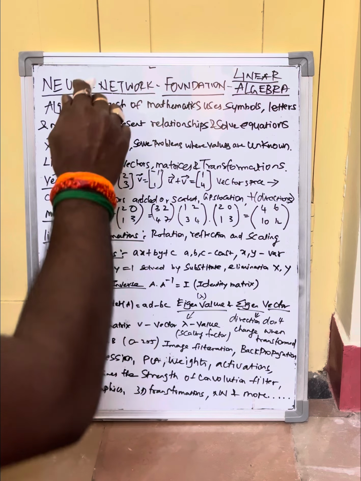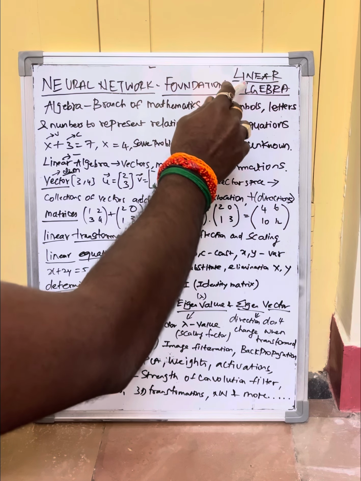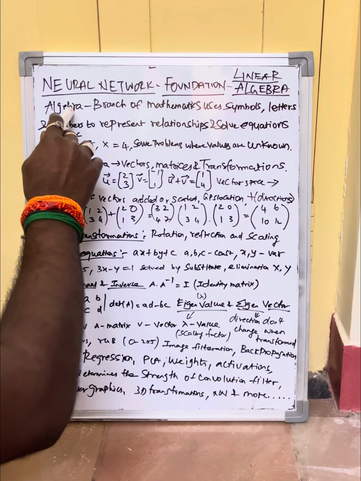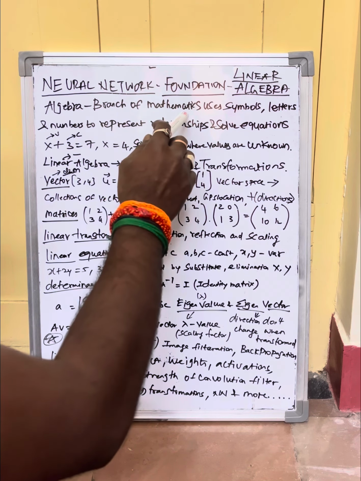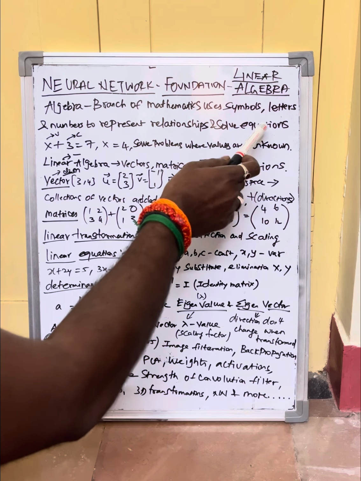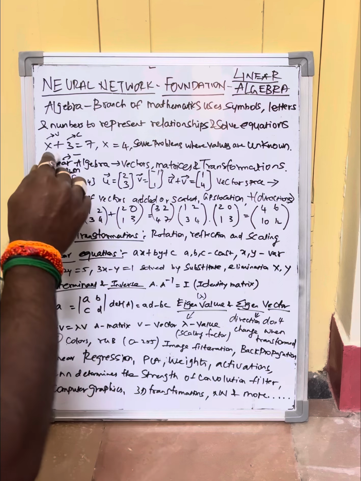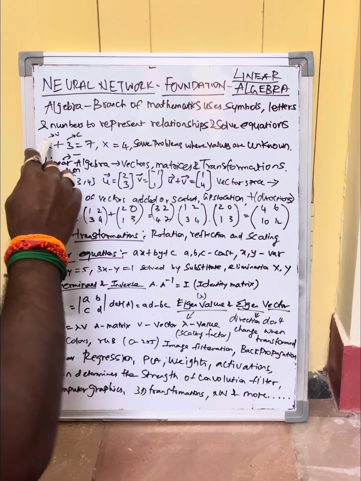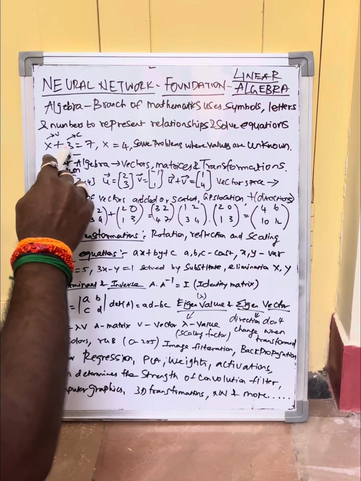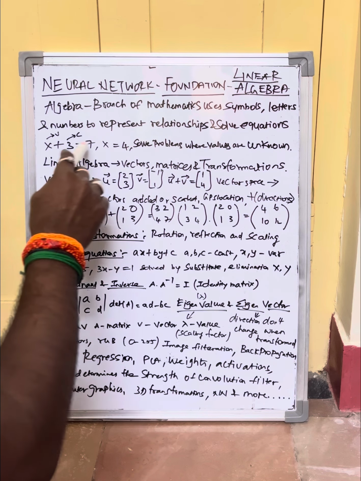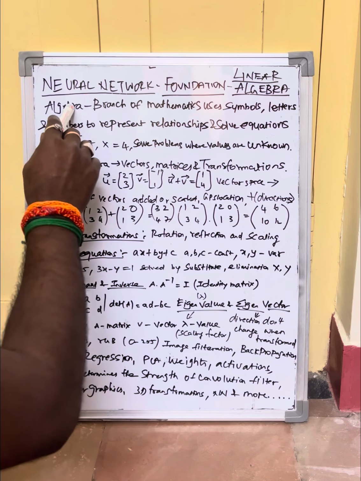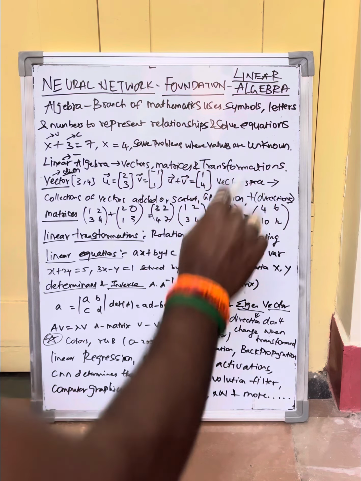Yes, neural network foundation, the introduction of linear algebra. Before going into it, we'll see what algebra is. It's a branch of mathematics that uses symbols, letters, and numbers to represent relationships and solve equations. In the expression x + 3 = 7, x is the variable and 3 is the constant. By moving the 3 over, x = 7 - 3, where the value of x is 4. So algebra is mainly used to solve problems where values are unknown.